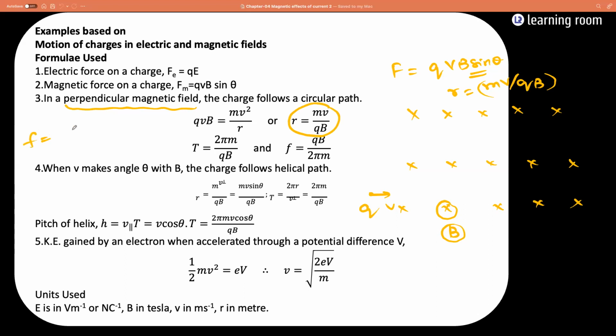What is going to be the time period of the particle? Time period will be equal to 2 pi m divided by qB, and frequency is going to be equal to qB divided by 2 pi m. Similarly, if the charged particle is neither projected at an angle 0 degrees nor 90 degrees with respect to the magnetic field, rather it is projected at some angle theta, then what is going to be the path in which the particle will traverse?